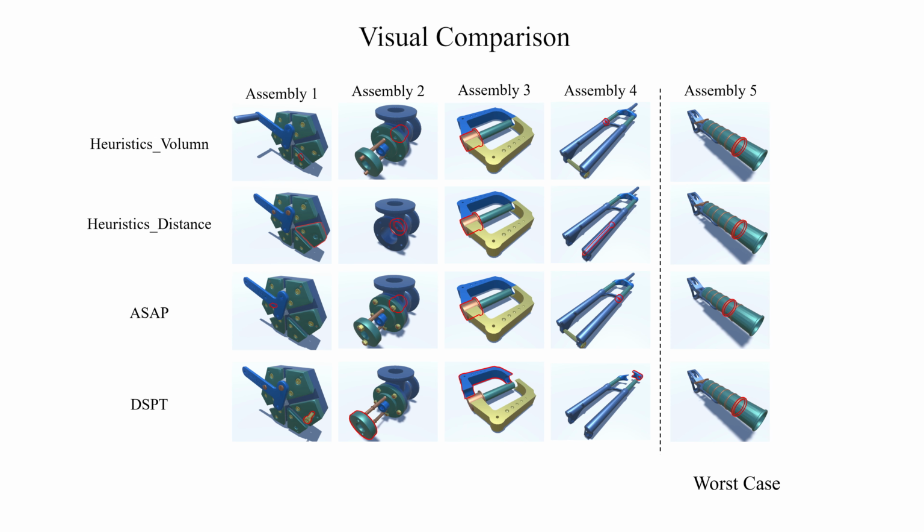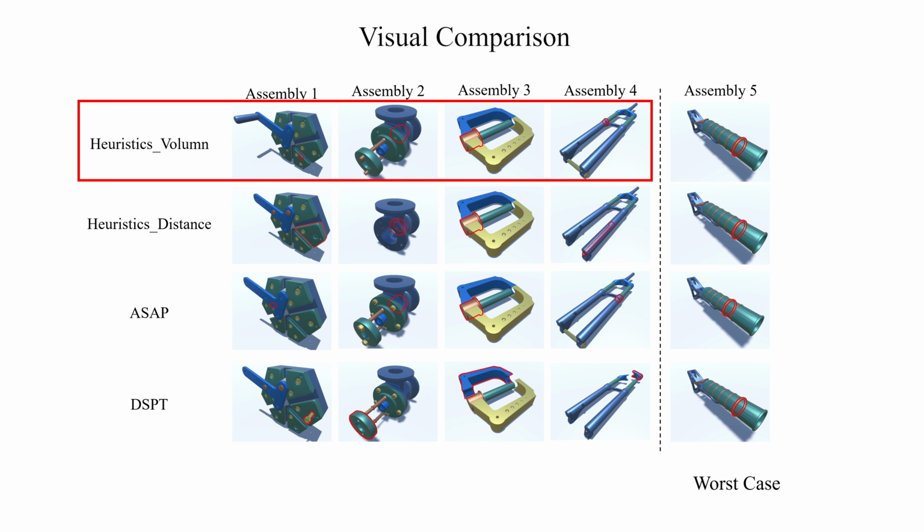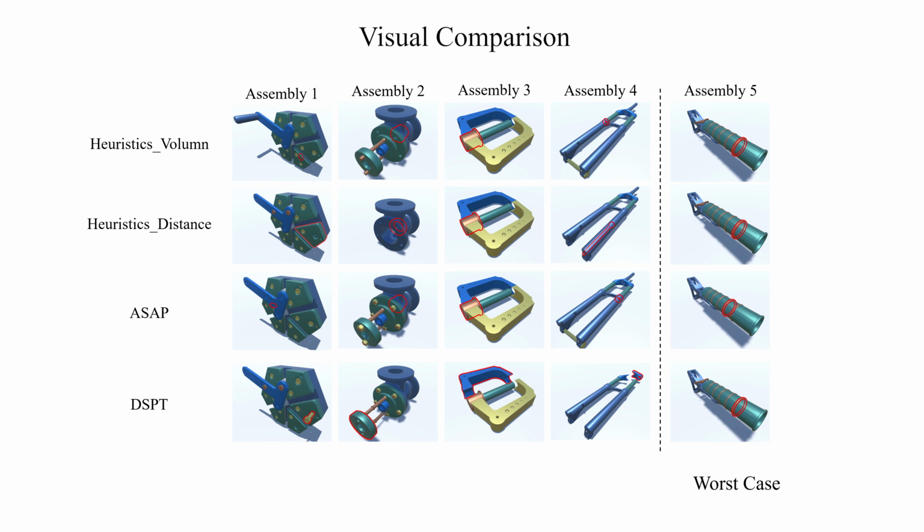Here is a visual comparison between our method and the comparison methods for the prediction of disassembled parts for 5 objects. The heuristic volumes method prioritizes the smallest parts, thus predicting the order of parts to be disassembled in order of volume. For example, in the case where a small part is constrained by a large part, the method still predicts that the small part will be disassembled first.